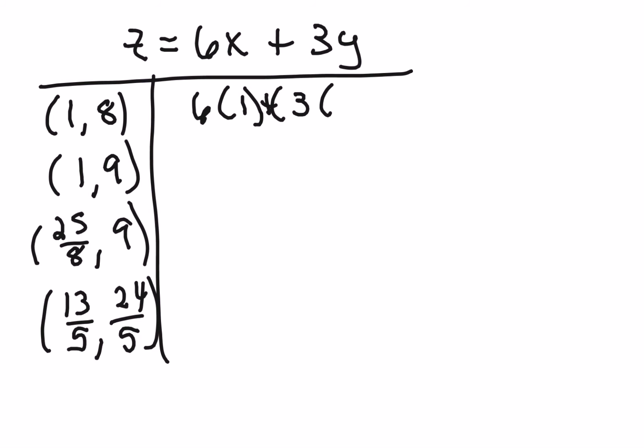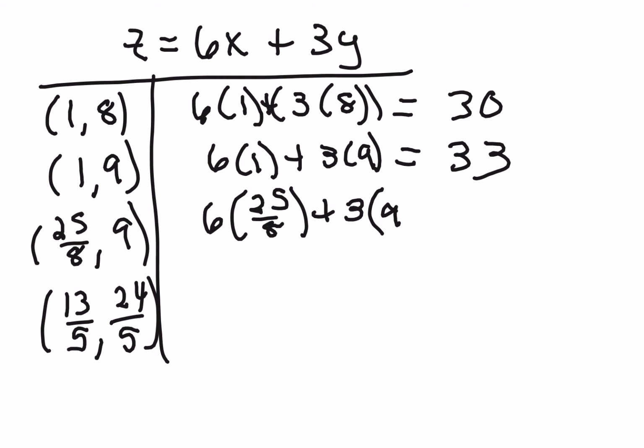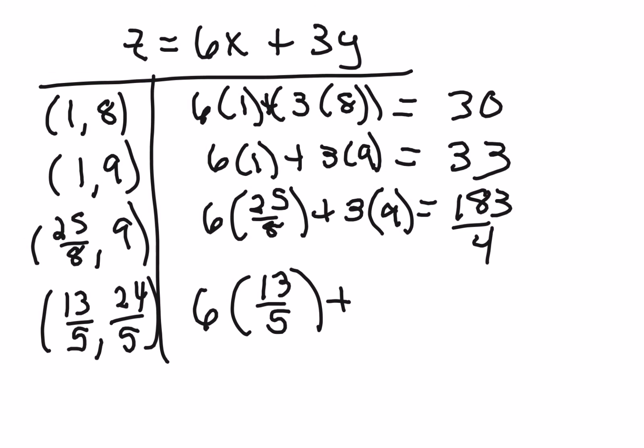For (1, 8), that's 6 times 1 plus 3 times 8, which is 6 plus 24, that's 30. Then for (1, 9), 6 times 1 plus 3 times 9, that's 27 plus 6, which is 33. For (25 over 8, 9), 6 times 25 over 8 plus 3 times 9, and this gives me 183 over 4 when you get a common denominator and simplify. And then last but not least is 6 times 13 over 5 plus 3 times 24 over 5, which equals 30. You can also use your calculator.